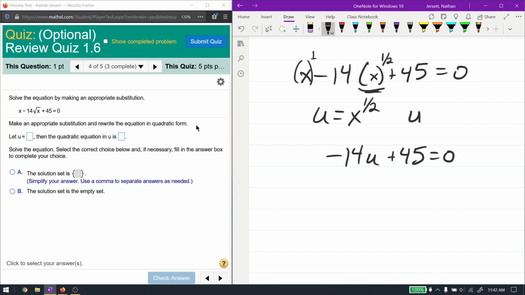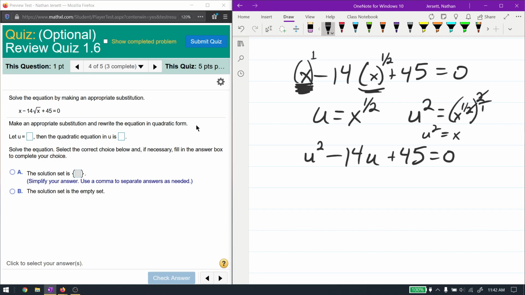And if I square u, that's the same thing as squaring x to the 1/2. Well, x to the 1/2 squared, you can multiply the powers. 2 and 2 cancel, 1 and 1 cancel, that's giving you x. So u squared is equal to x. That's what x is right there. So we have just u squared. And now we do in fact have a quadratic.